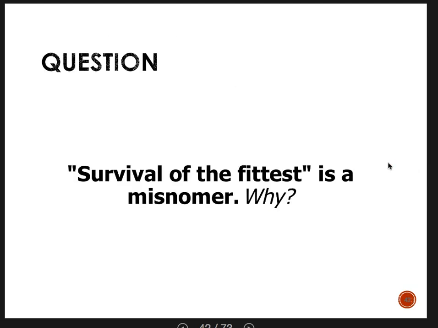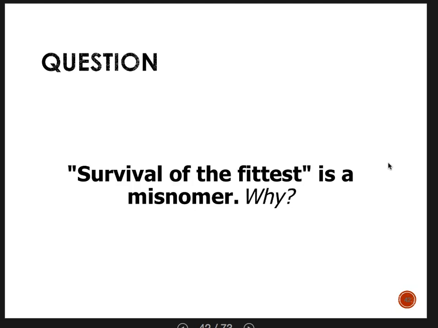So here's a question for you. You've all heard this term, survival of the fittest. You've heard that. And this is a misleading phrase. It's a misnomer. That just means misnamed. When we think survival of the fittest, we think that it's talking about the ones who are best adapted to the environment.